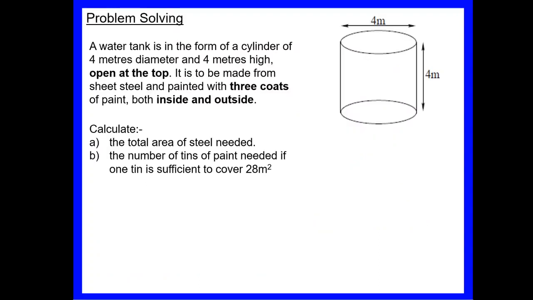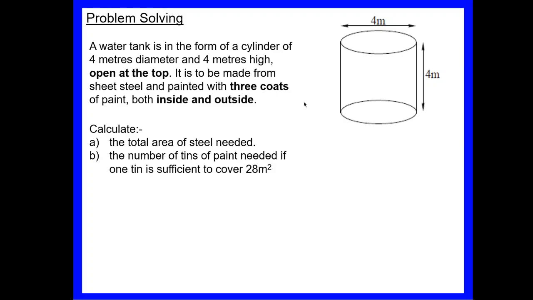Okay, we're now going to have a look at some problem solving. So we've got a water tank in the form of a cylinder. It's 4 meters diameter and it's 4 meters high. Now it is open at the top, so that's really important that we recognize that there is no circle here. There will be one in the base, but this is open at the top. It's to be made from sheet steel and painted with 3 coats of paint, inside and outside. So we're going to paint the inside 3 times and the outside 3 times.